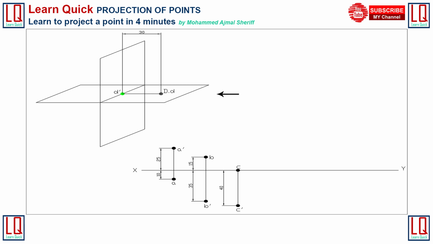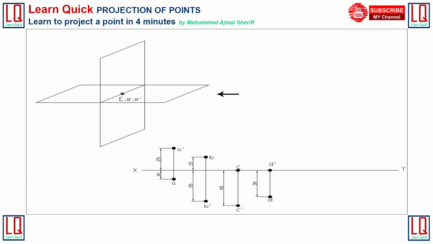Next, point D is placed 30 mm in front of VP and it lies in HP itself. When it is viewed from front view, point D is projected to XY line and we obtain front view d dash in XY line itself. When it is viewed from top view, point D is obtained in horizontal plane at a distance of 30 mm from XY line. When horizontal plane is rotated clockwise, we obtain the top view below XY line at a distance of 30 mm.